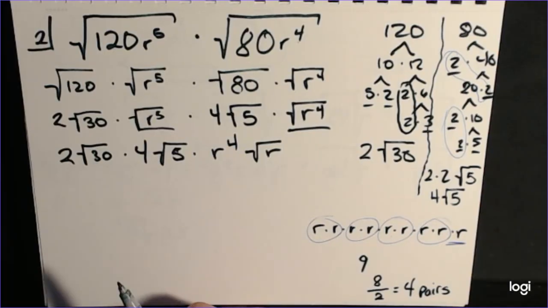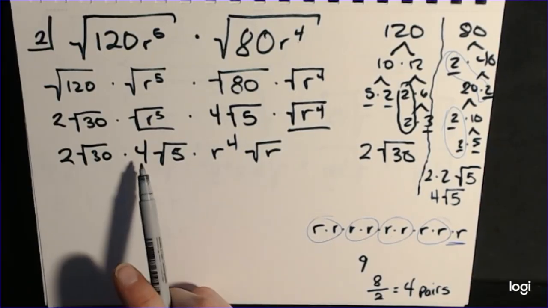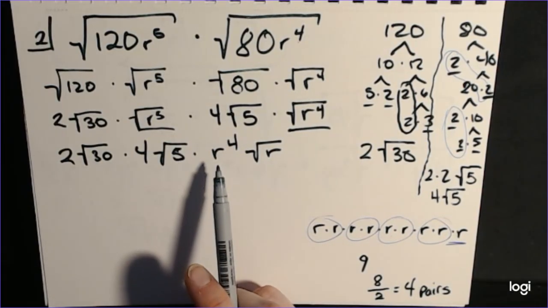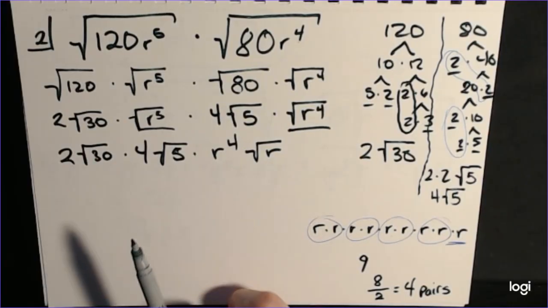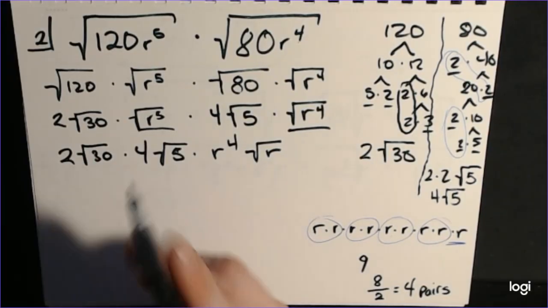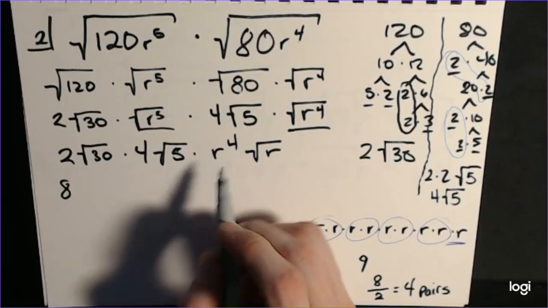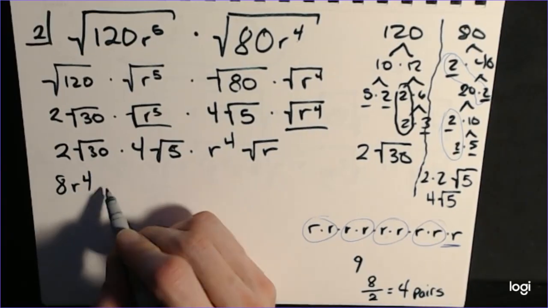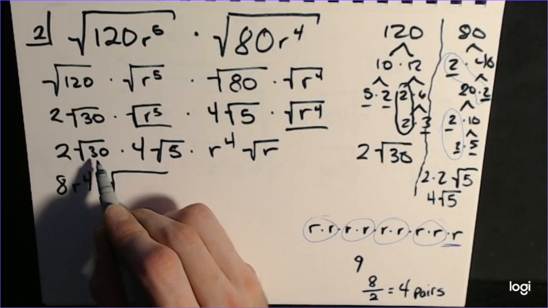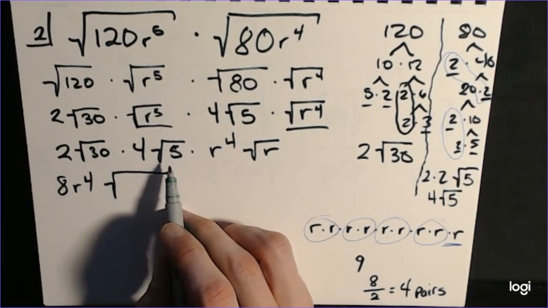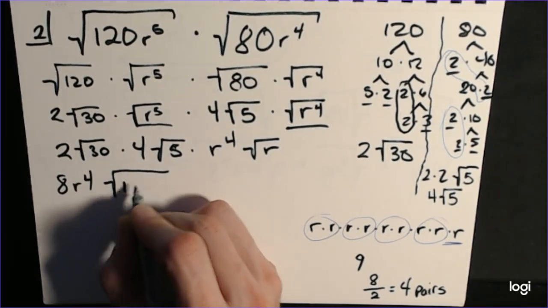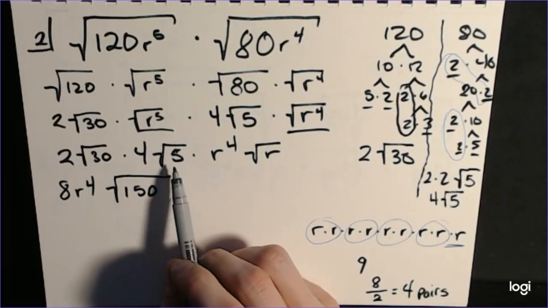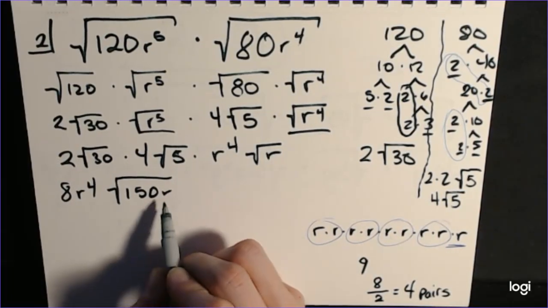So we can clean this up a little bit now by combining all of the things on the outside of the radicals and all of the things on the inside of the radicals. So 2 times 4, we get 8, times r to the 4th power. And then we have the square root, 30 times 5. Well, 3 times 5 is 15, and then we just add that 0, we get 150. And then we have r.